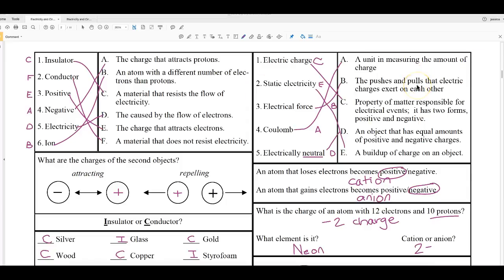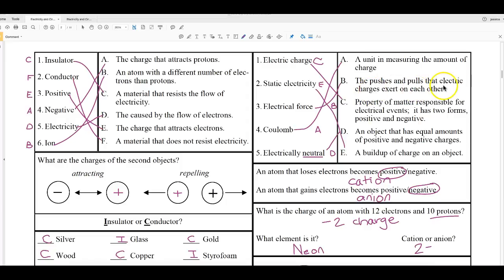Next slide, you're matching again the definition to the word. A unit in measuring the amount of charge, we call this the coulomb. It's a man-made unit of measure, but Coulomb was this guy, his last name was Coulomb, and he figured out how he could measure the amount of charge in an object, and that is how he came up with the unit and the measuring device that he used.